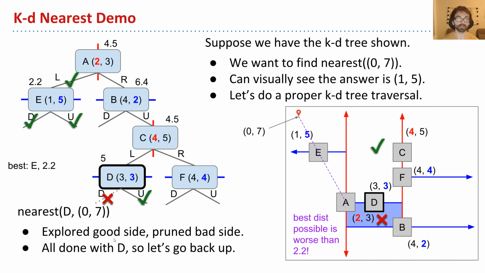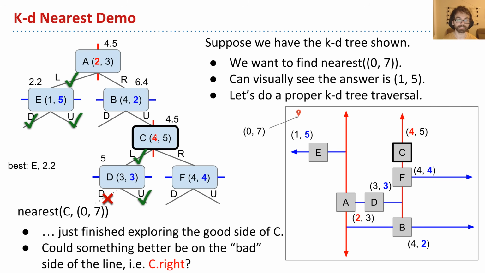So now at this point, we're done with D, so we go back up to C. So now we ask ourselves, we've looked at the good side of C. So right here, that was the left of C. And so now we ask, could there be something better on the right side? So what's the best possible point that could be on this right side? Well, it's right here. And that is worse than distance 2. So again, we're going to prune this. We're not even going to look at D's right child or any of its descendants. We're just going to give up and say, I know there's definitely nothing over here that's better.